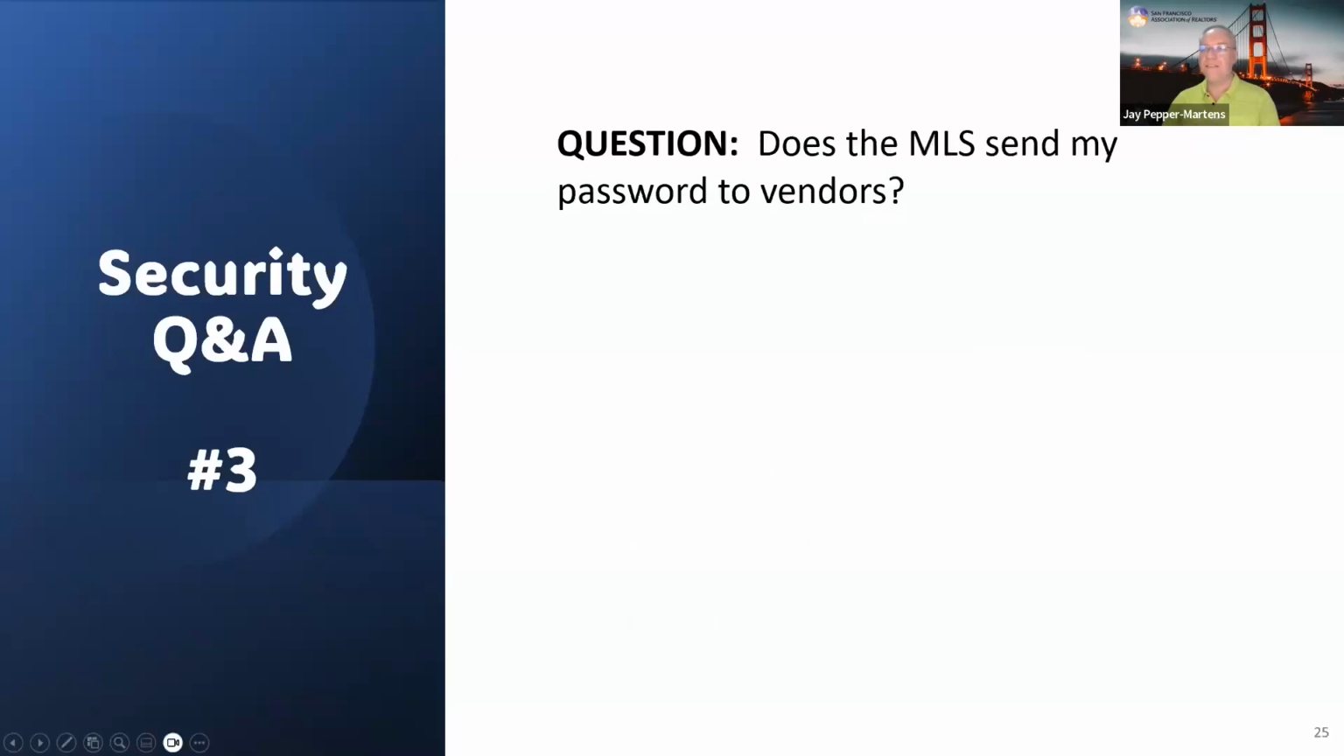So this is a good one. Does the MLS send my password to vendors? This one, I actually would love for people to take a guess. So okay, let's do it. If you have a second, please put in the chat window whether or not you think we send your password anywhere.